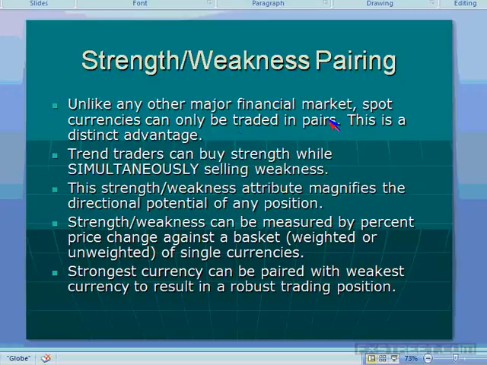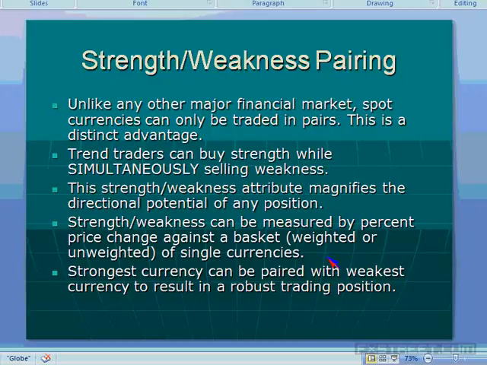Now, unlike in any other financial market, as you all may know, spot currencies can only be traded in pairs, and this is a distinct advantage. You always hear about people's weakness. In the currency market, you can buy strength while simultaneously selling weakness. That magnifies or even doubles the directional potential of any position, if that makes sense. So if you're buying the strongest while simultaneously selling the weakest, you've got a strong position.